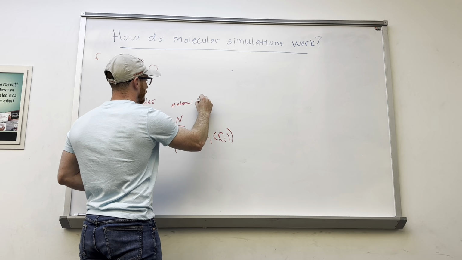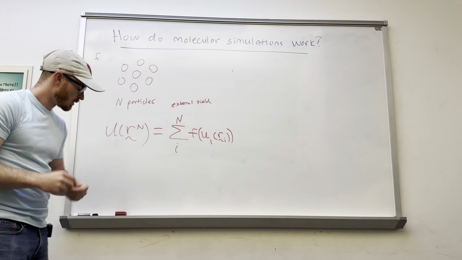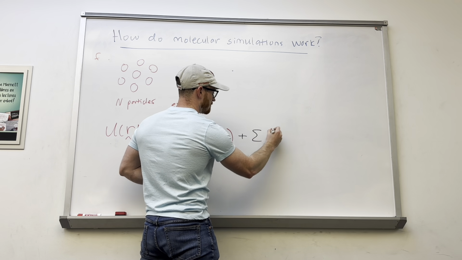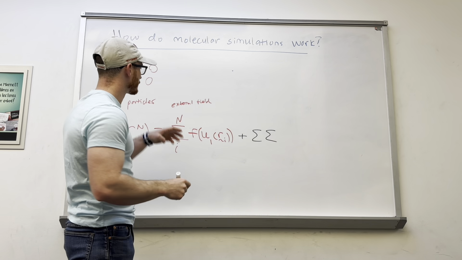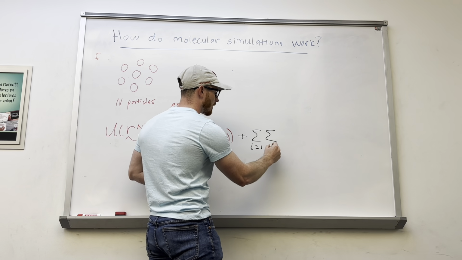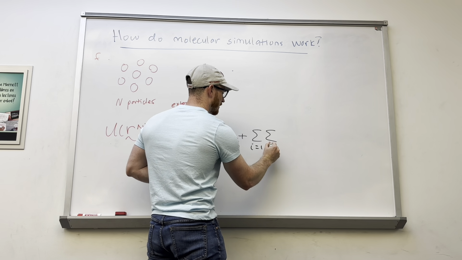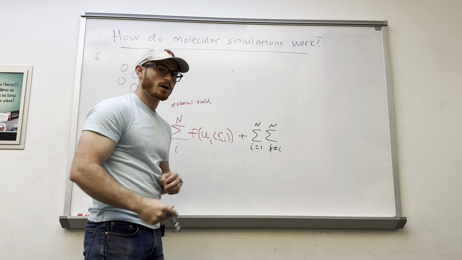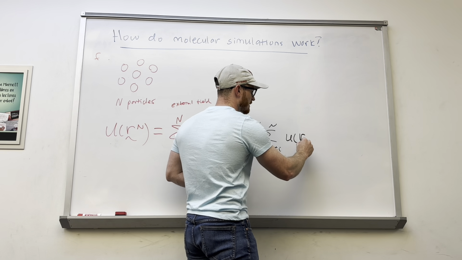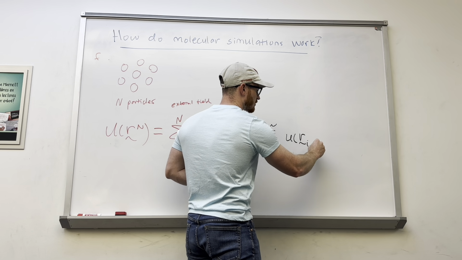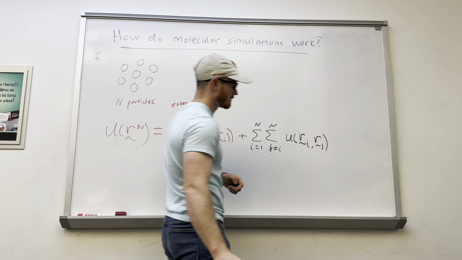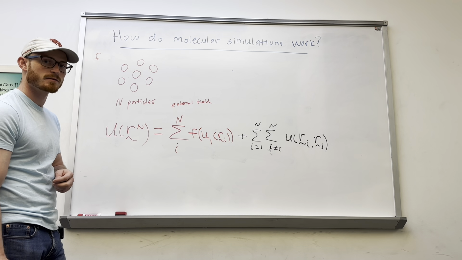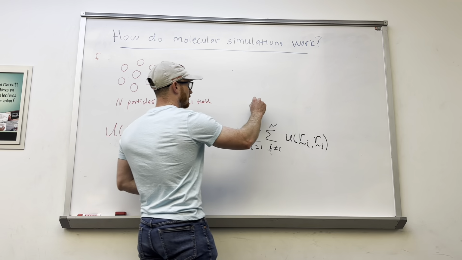Here's your external field contribution. You'll have now a double sum related to contributions from pairs of atoms. So you're going to have i equal 1 to n, j not equal to i, from 1 to n, of a potential energy function that depends on the relative positions of two atoms at once. Something like this, right? And that'll have some different functional form than the first. This is the pair term.